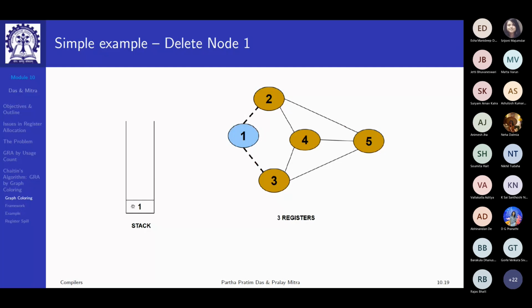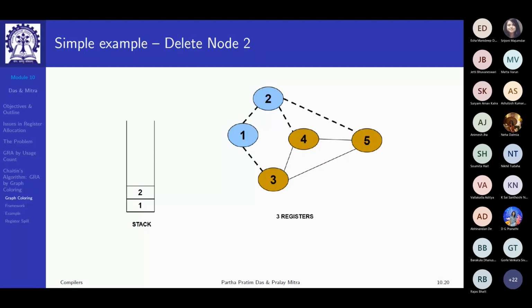Remove node 1, put it on the stack, and I'm just changing the color and the edges that are removed differently so that we can easily understand. Now, once this has been done, we can see that 2 more nodes, node 2 and node 3, now have less than 3 neighbors. So any one of them arbitrarily can be removed.